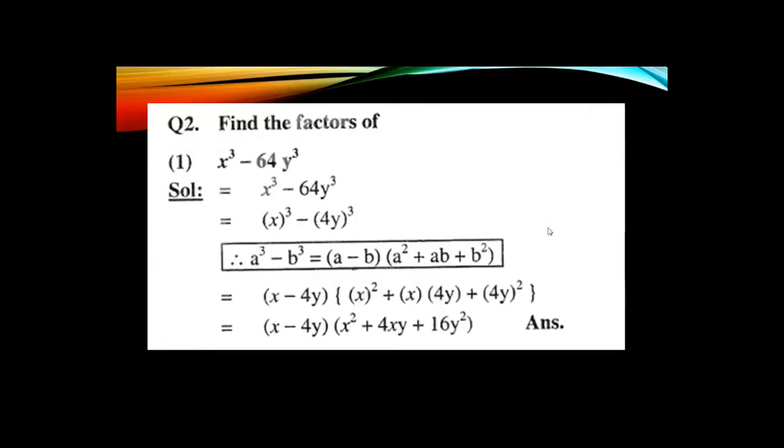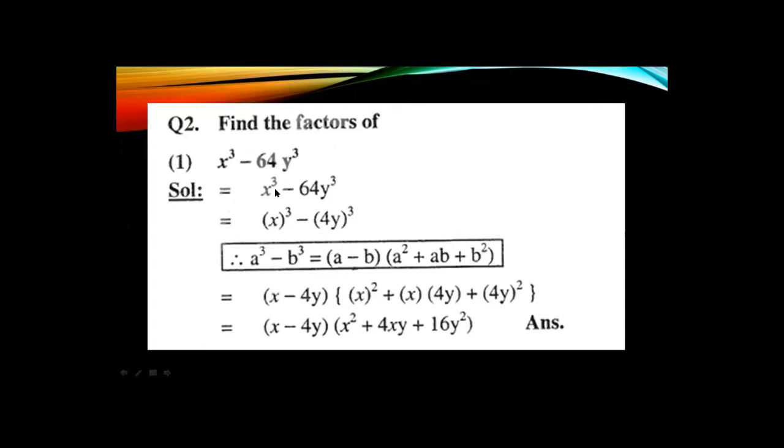Now move towards the next question, that is x cube minus 64y cube. This is in minus, so in this we will use the difference of two cubes. Which formula are we going to use in this question? Difference of two cubes. This minus sign shows that we are going to use difference of two cubes. We will convert this term as a cube, and this term as b cube, and then we will apply the formula.